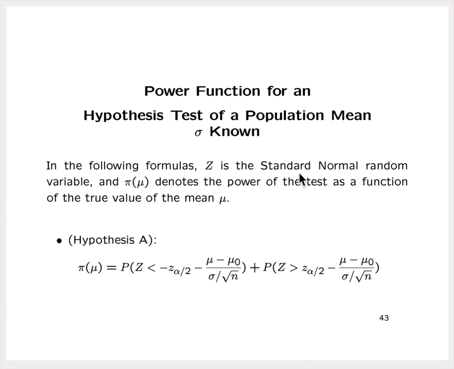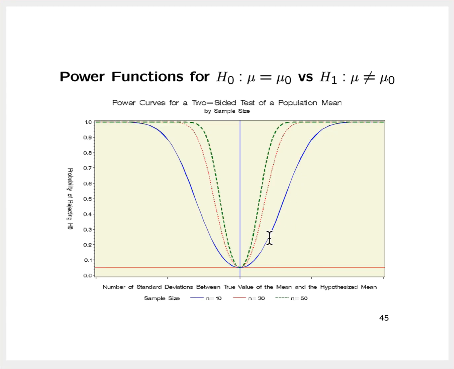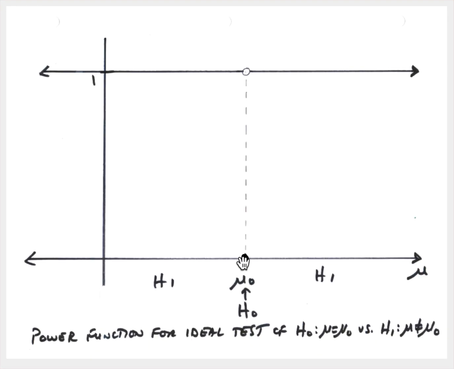Now notice that as the sample size increases, the actual power function is approaching the ideal test. So you can see how those curves are getting closer and closer to this. It'll never look like this, but it is getting closer and closer to that.